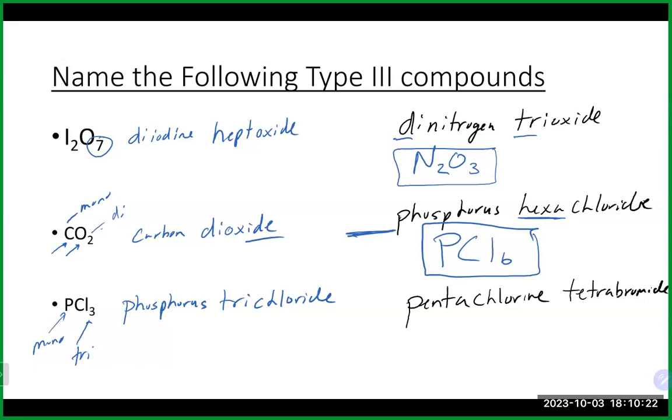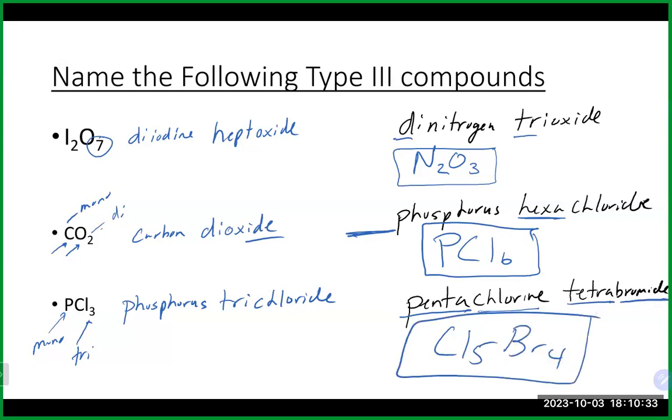Lastly here on this probably made up one, we got penta, which is 5, and chlorine. So that's a Cl5. We have a tetra, which is 4, and a bromine. Whatever the heck that is. All right, there we go. Any questions on any type 3?